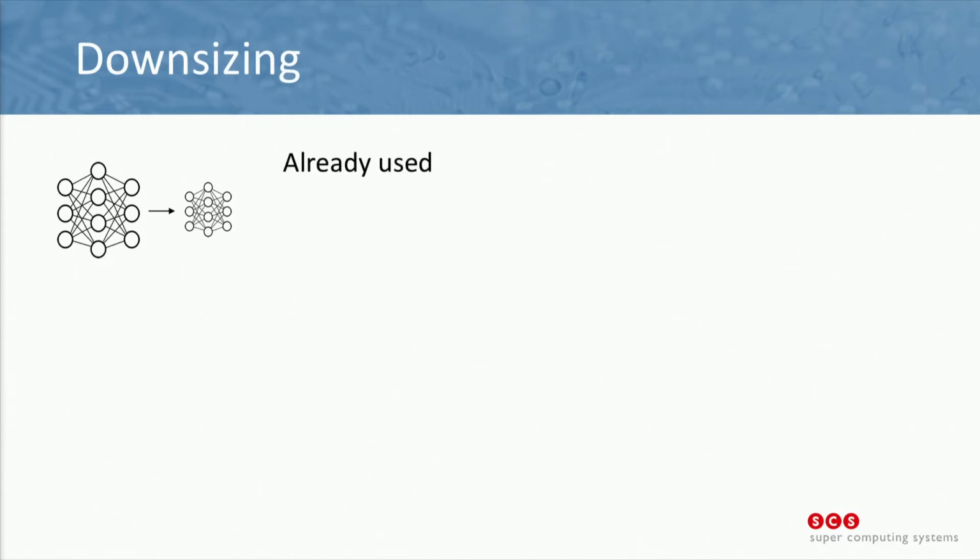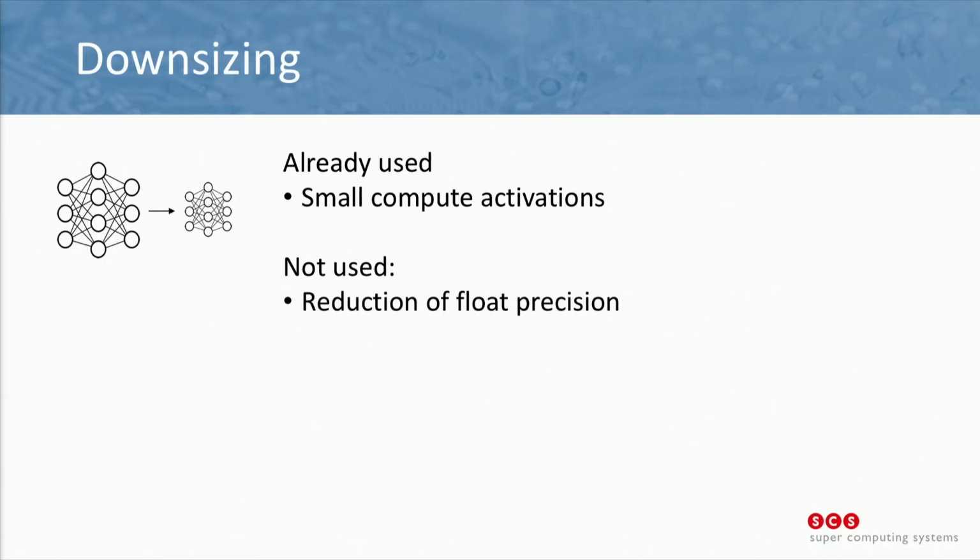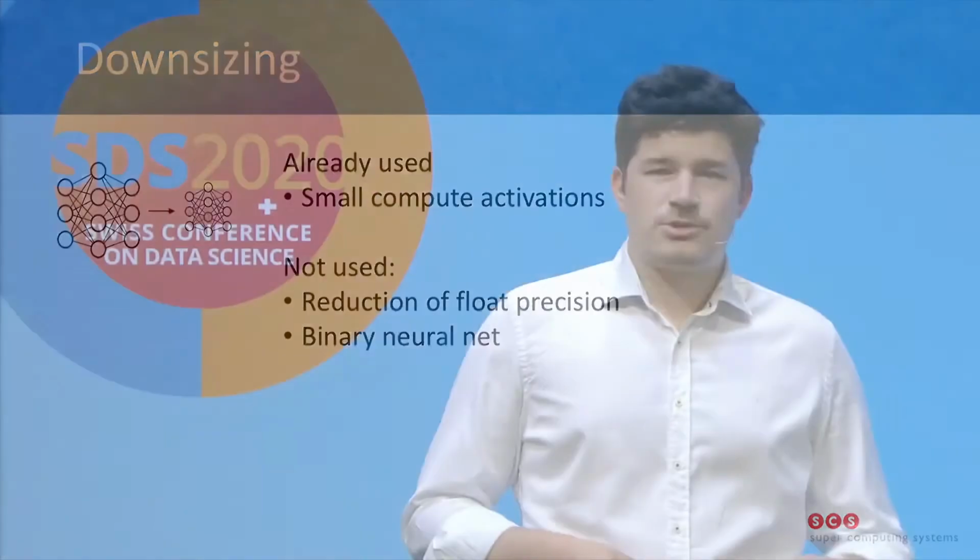What we already used in terms of what can be used for downsizing neural networks was small compute activations, which means rectified linear units instead of sigmoid activations, for example. And what we did not use was a reduction of float precision that we could have done, for example, or binary neural nets. Those would be steps that we would naturally do the next time that we have a similar project, and maybe a little bit more time as well.